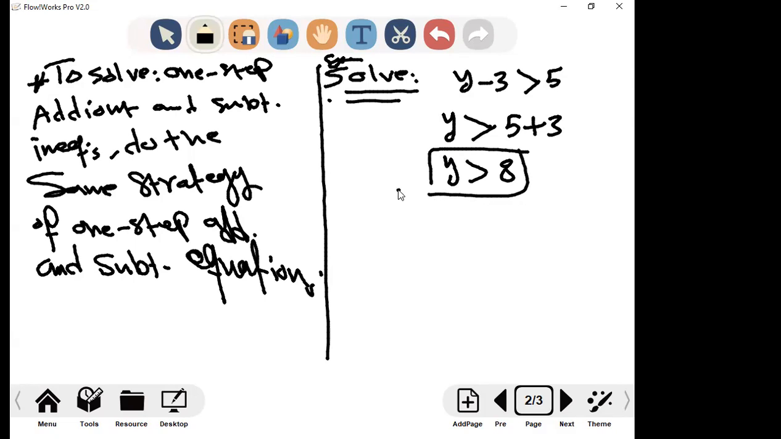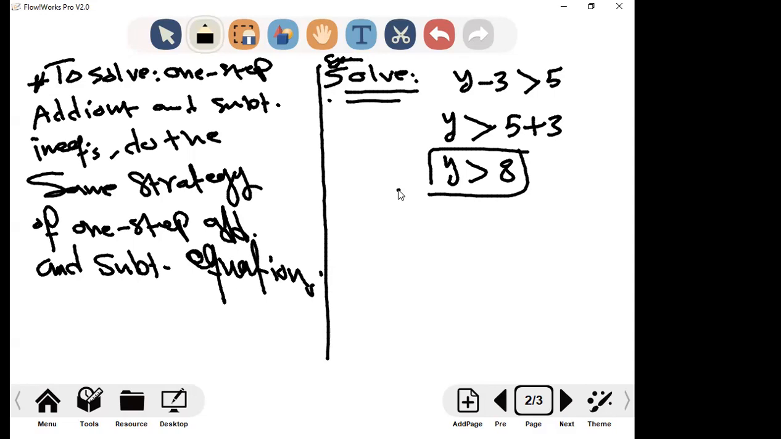So here y more than what? 5 plus 3, 8. This is the solution. Is it one solution? No. 9 is a solution. 9 is more than 8. 10, 10.1, 11.3, 9.02, 8.1, 8.00001. Solution. Any number more than 8 is a solution. So here we have infinitely many solutions.